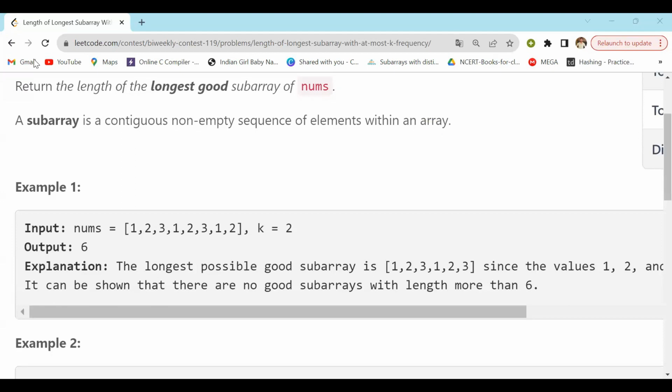We can use sliding window basically. Whenever the value of any element becomes greater than k, simply in the while loop we will iterate until the frequency of that particular element is less than or equal to k again.